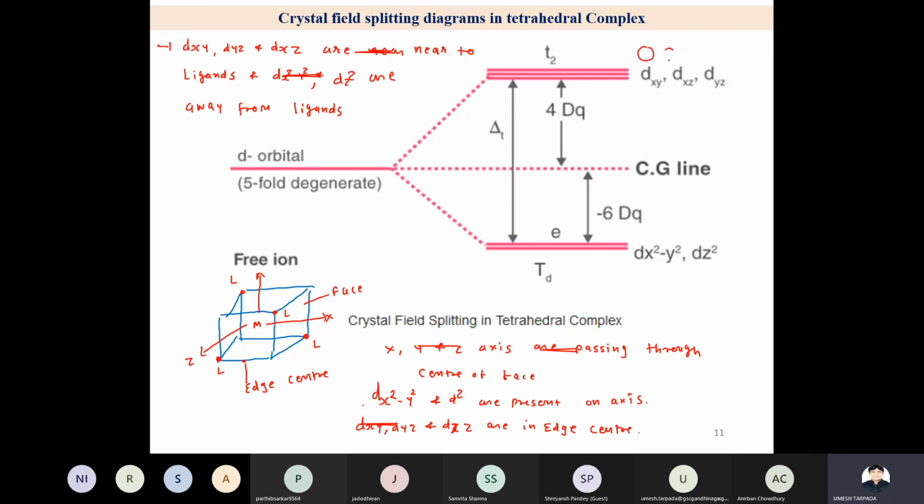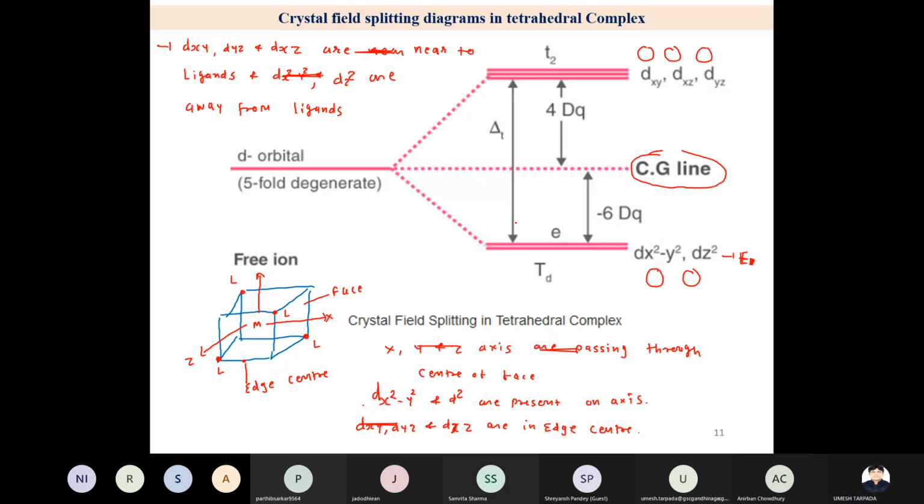by 4 dq because of the definition of barycenter. So 4 into 3, that is the total increasing amount is 12 dq, and energy of E set decreases by 6 dq. So total 2 orbitals are there, so 2 into 6, it is 12 again. So this is called center of gravity line, or you can say it is a barycenter. So in this way it is exactly opposite to that of octahedral splitting. Okay, it is totally opposite to that of octahedral.